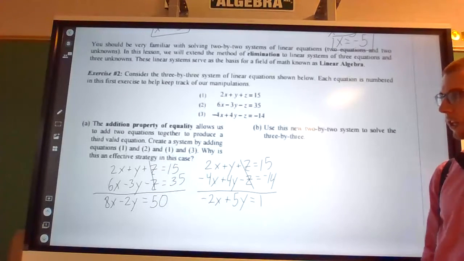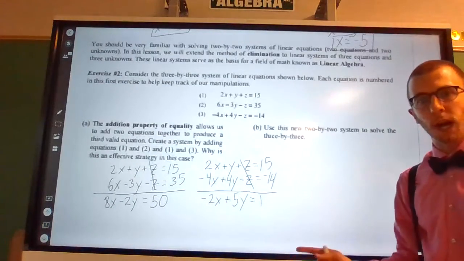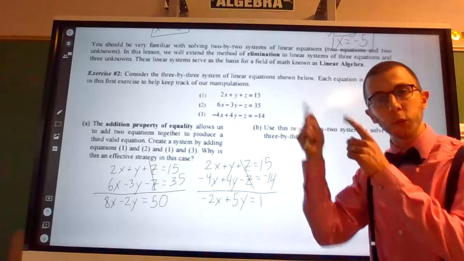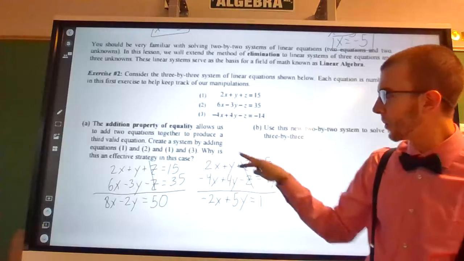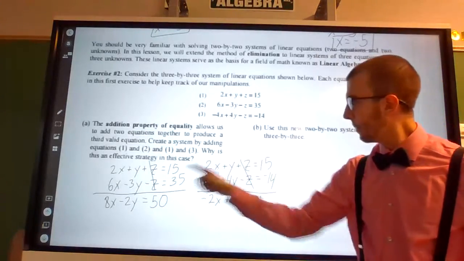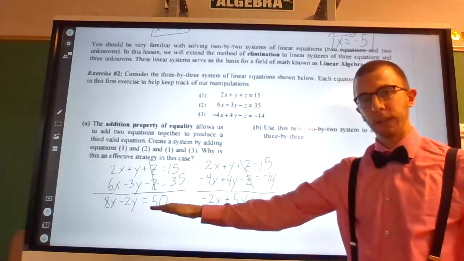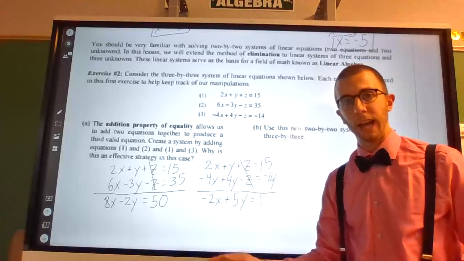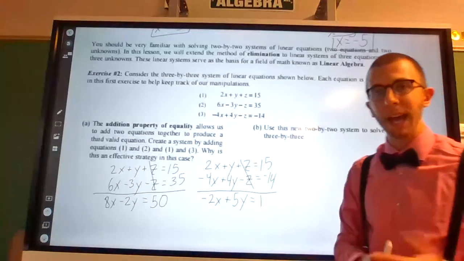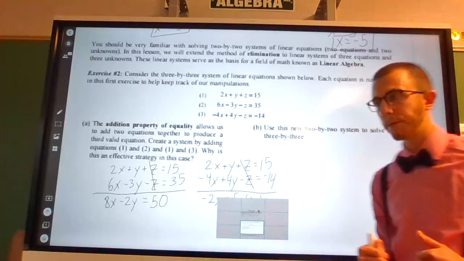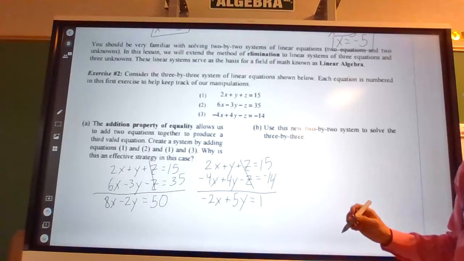Okay? So you'll notice both of our new equations only have an x and a y. Now we're really working with a 2x2 system like we did in that first exercise. Okay, we added two sets of two equations together to eliminate the same variable. We eliminated z in both of these to get these two new equations that only have an x and a y. Because now we can solve this 2x2 and then fill in backwards to solve the 3x3. So use this new 2x2 system to solve the 3x3.